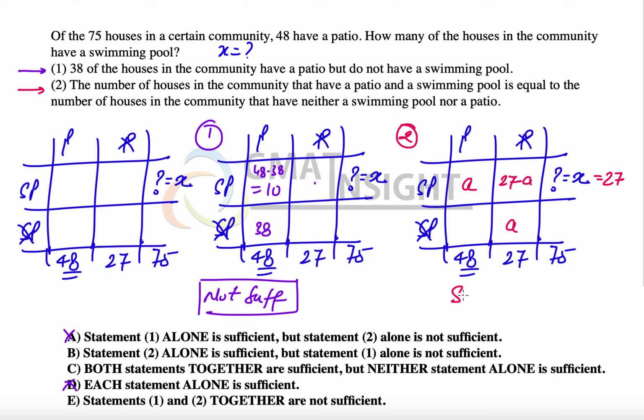So surprisingly, this statement is sufficient to answer the question, and therefore the final answer to this question becomes option B, because the second statement alone is sufficient but the first statement alone is not sufficient.